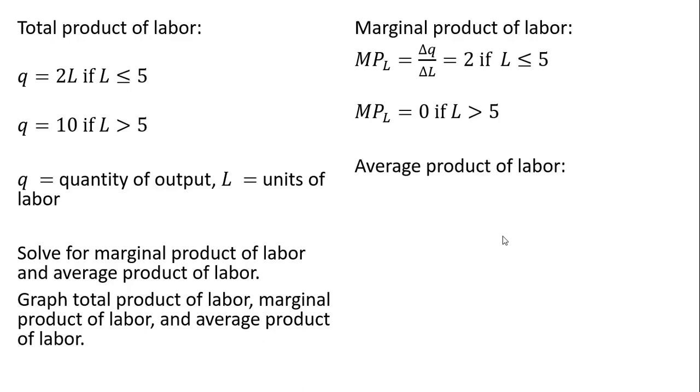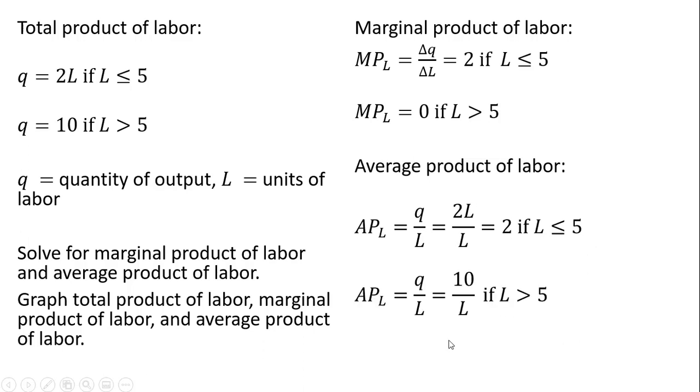And now we go on to the average product of labor, which is just output per worker. On average, how much does each worker produce? So the average product of labor is Q divided by L. And for Q, I'm just going to substitute in the production function 2L. And 2L divided by L just leaves us with 2. So the output per worker is 2, so long as L is less than or equal to 5.